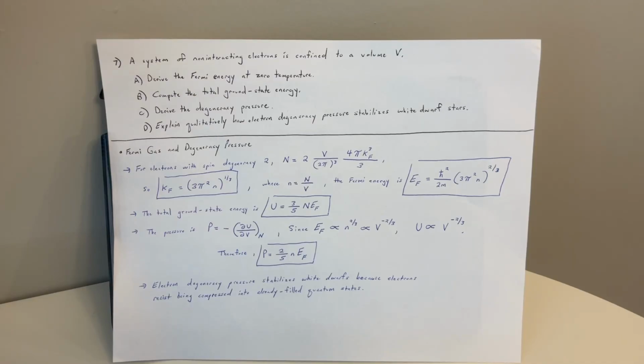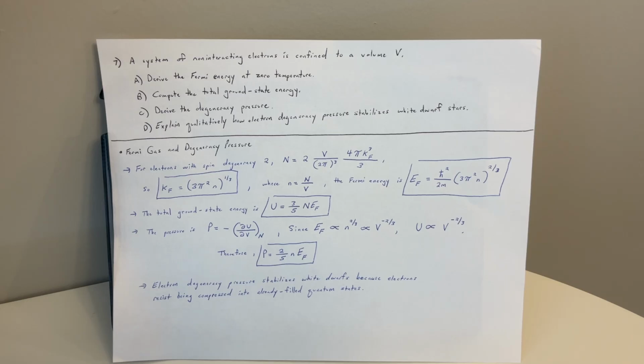Okay, so here's part two of the quantum physics of matter practice final exam. Picking up here with number 7: a system of non-interacting electrons is confined to a volume V. Part A, derive the Fermi energy at zero temperature. Part B, compute the total ground state energy. Part C, derive the degeneracy pressure. Part D, explain qualitatively how electron degeneracy pressure stabilizes white dwarf stars.